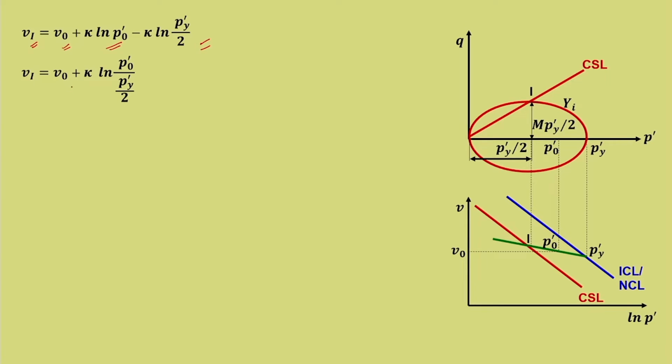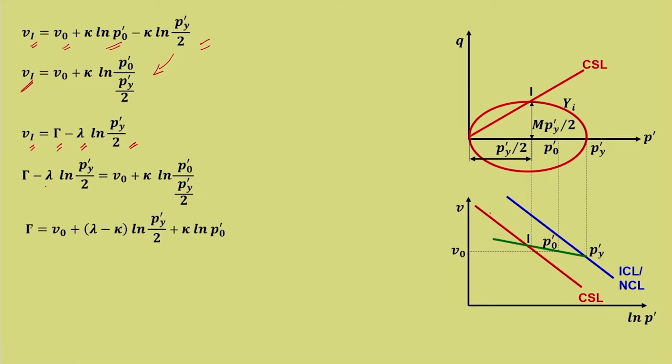And vi can be written as v0 plus kappa ln p'0 by p'y by 2. Same thing is written. Now, based on the critical state line, we can also write vi is equal to gamma minus lambda ln p'y by 2, the same point, but from the critical state line. We can substitute it for vi. So, when you substitute for vi, we can write gamma minus lambda ln p'y by 2 equal to v0 plus kappa ln, this particular equation comes here, p'0 upon p'y by 2.